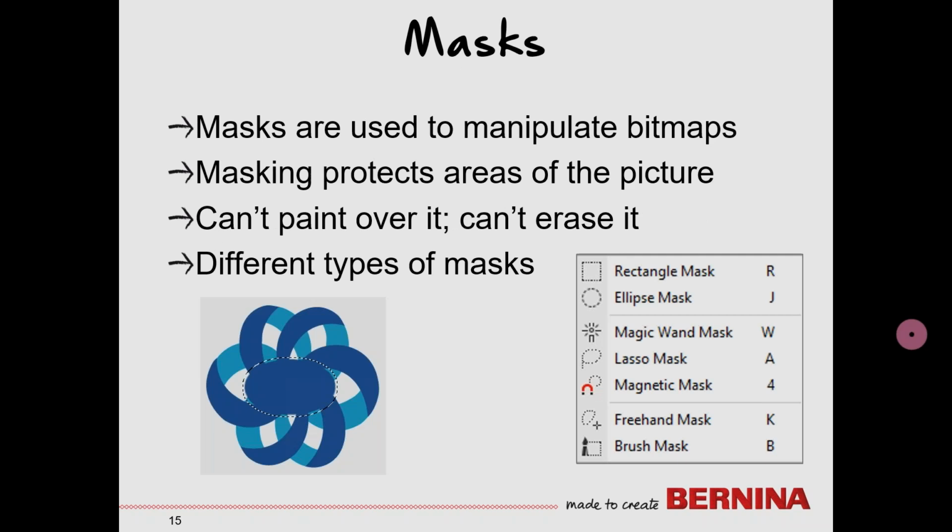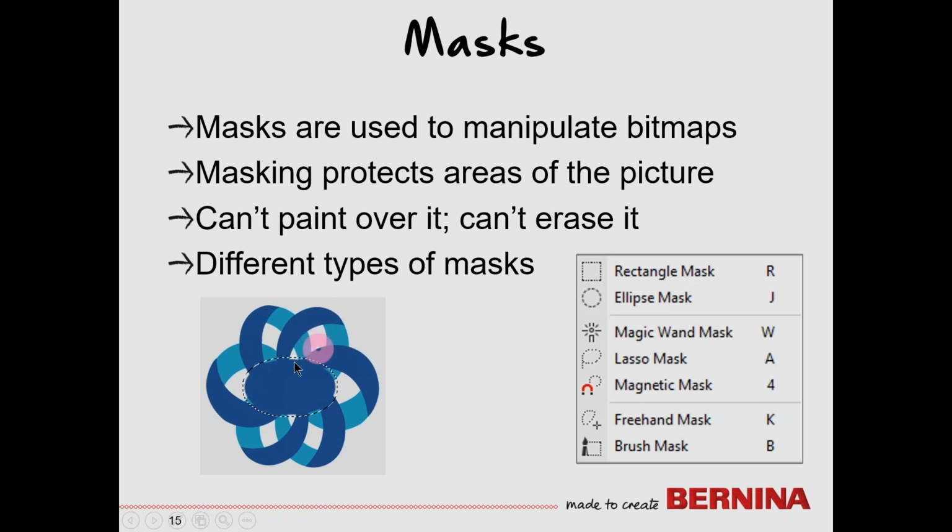Another thing that you're going to run across in Corel PHOTO-PAINT is a term called mask. And masks are used to manipulate the bitmaps. If you think of masking tape or painter's tape, the mask protects certain areas of the picture, and then you can make changes over other areas. So for example, in this picture, there is an elliptical mask. There are all different kinds of masks that you can use. This is an elliptical mask.